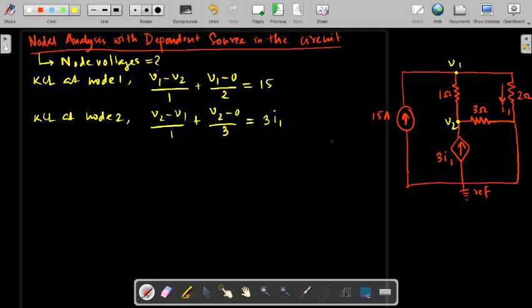Whatever method we know for applying nodal analysis, according to the steps I have applied KCL at all the nodes. But you see over here, after applying KCL to all the nodes, how many unknowns are there? Right now there are 3 unknowns. Which are the 3 unknowns? V1, V2 and I1.